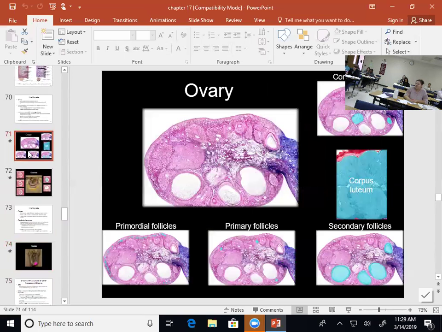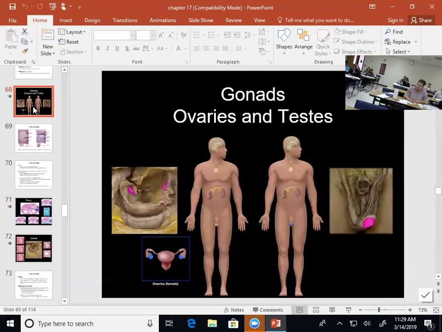What I want you to see about the gonads is that the gonads and this female uterus, you've got the fallopian tubes, which are called uterine tubes, and then these little ovaries that are blue for you here. And then you can see the cadaver pictures here and some illustrations.